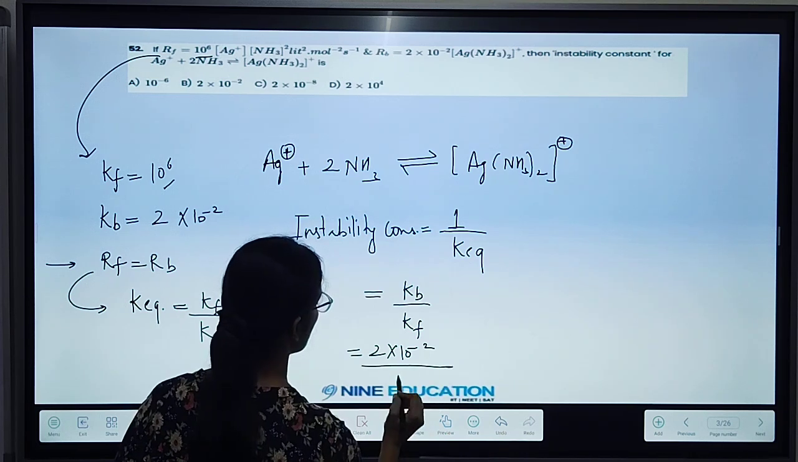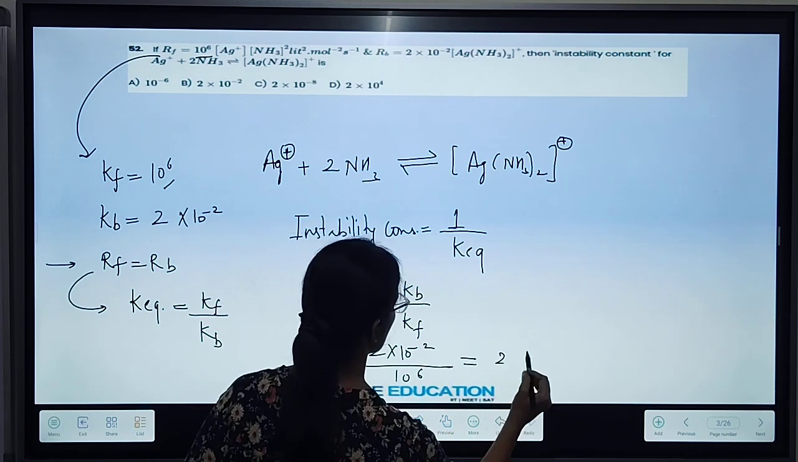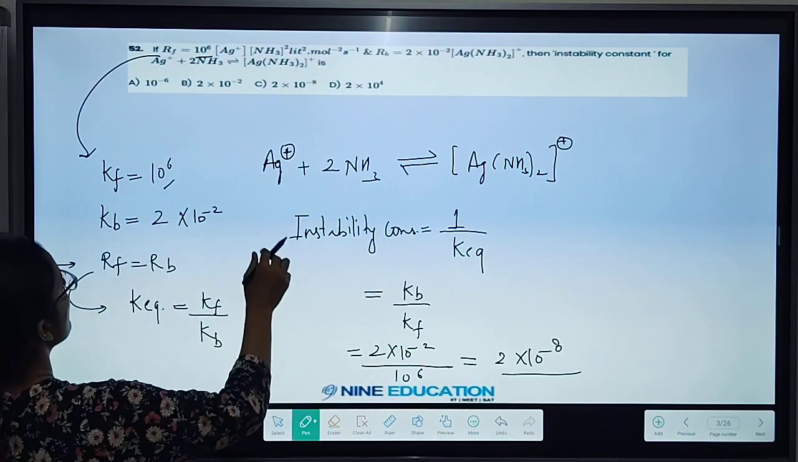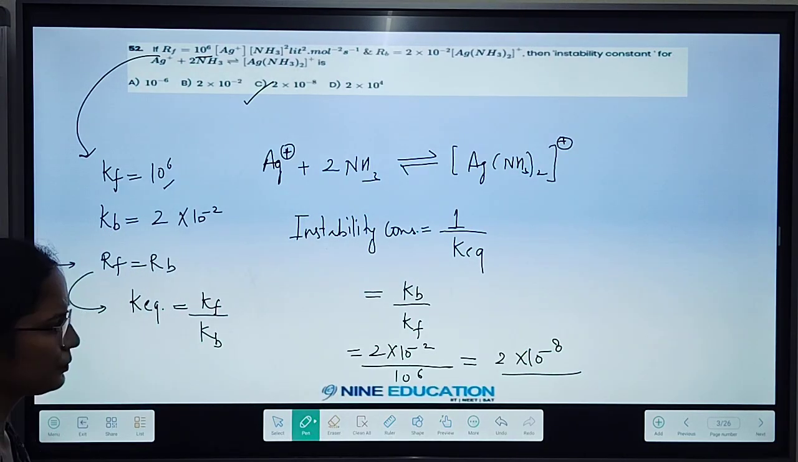And with this only, if we look at Kb value, it is 2 into 10 raised to power minus 2 divided by what we are having? 10 raised to power 6, which will be giving us what? 2 into 10 raised to power minus 8. This would be coming as an answer. So option C would be the correct answer.